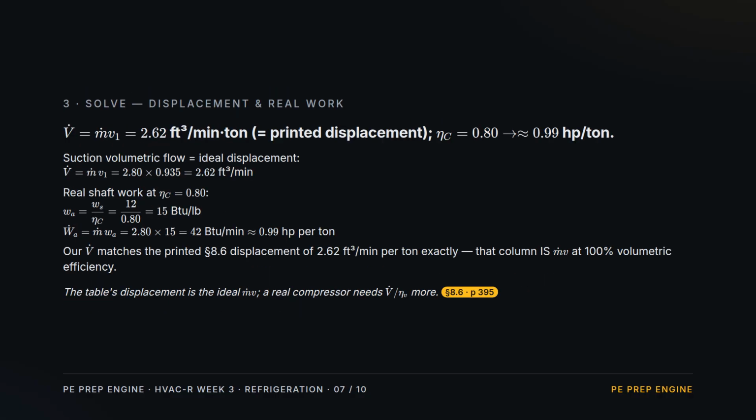Solve. Part 2. The suction volume flow is mass flow times the suction-specific volume, 2.62 cubic feet a minute per ton. That matches the table's compressor displacement exactly, because that column is nothing more than mass flow times suction volume at ideal conditions. For the real work, divide the ideal 12 BTU work by the 80% efficiency to get 15, so the real duty rises to about 99 hundredths of a horsepower per ton.